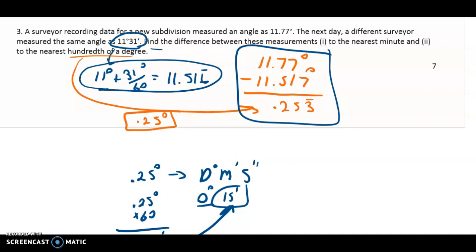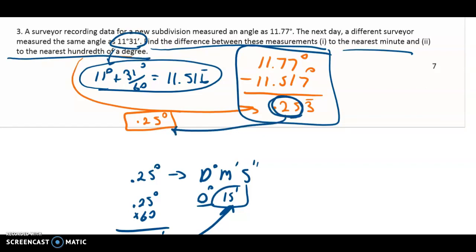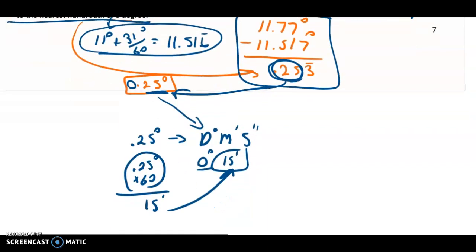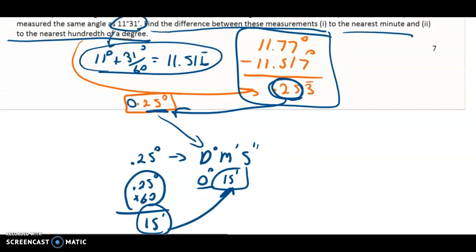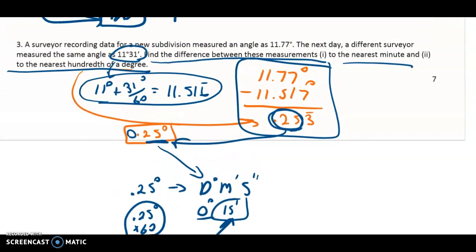So it says find the difference between these 2 measurements to the nearest minute, and to the nearest hundredth of a degree. Well, when I subtracted these, I got the decimal degree. So that's actually like the second part of it. But then I had to change this into degrees, minutes, and seconds. Well, there's 0 degrees there. And so I just took this 0.25 and multiplied it times 60, and I got 15 minutes. And so I think that answers my question, to the nearest minute. So my answer is 15 minutes. And that concludes lesson 1.